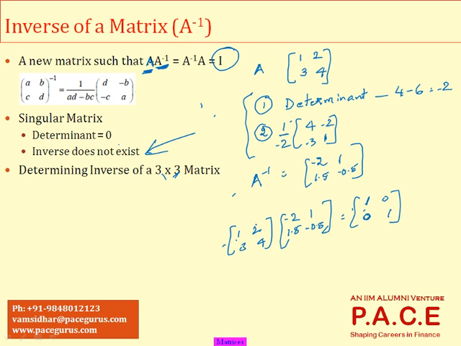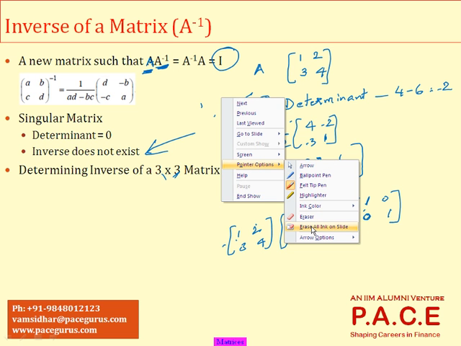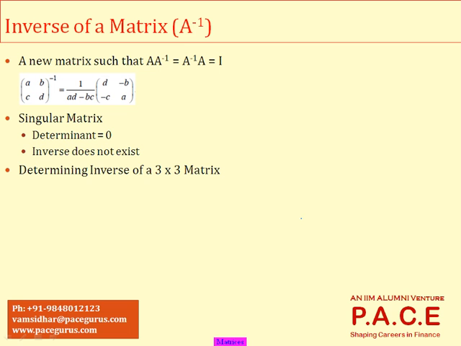Now, if at all the question comes in terms of determining the inverse of a 3 by 3 matrix. A 2 by 2 matrix is fair enough, straightforward. But if it is a 3 by 3 matrix, it's a slightly lengthier procedure. So let's try out that procedure also, because I don't think that kind of question may come up for us in the exam, but in case it comes up also, we should be prepared for it.